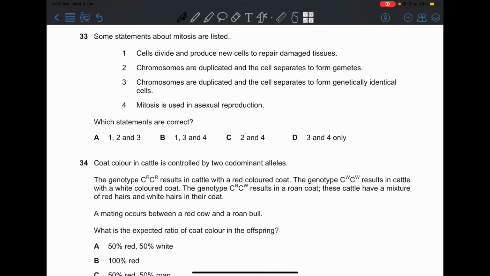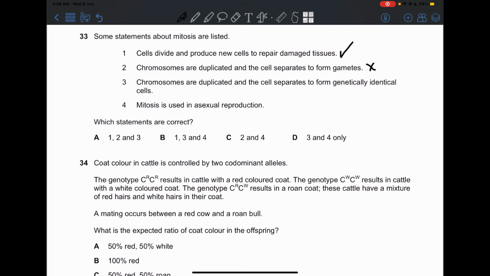33. Some statements about mitosis are listed. Which statements are correct? Now, over here, let's read the statements. Cells divide and produce new cells to replace damaged tissues. Now, this is correct because, as we know, mitosis is used in the repairing of damaged tissues and damaged skin. So, we're going to be saying that this is correct for now. Number 2, chromosomes are duplicated and the cell separates to form gametes. Now, no, mitosis isn't used in the formation of gametes. Actually, it is meiosis, so this is incorrect.